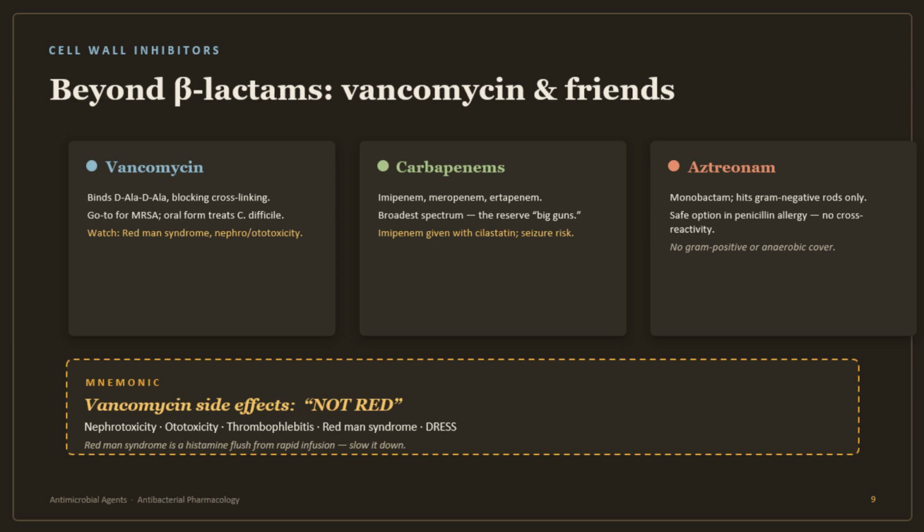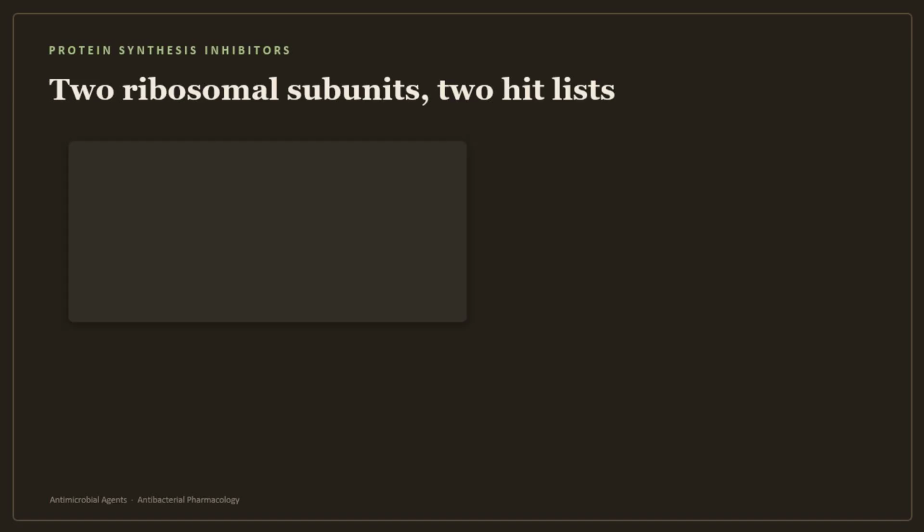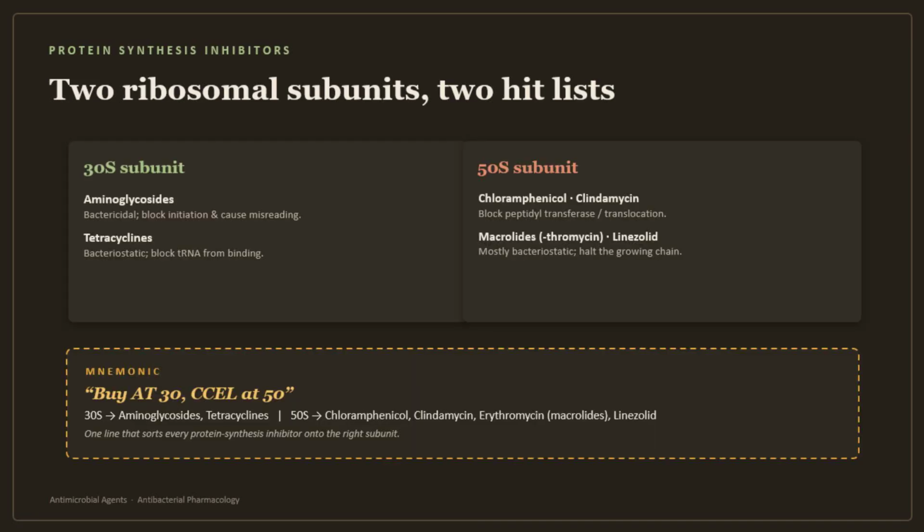Mnemonic for vancomycin side effects: NOT RED: nephrotoxicity, ototoxicity, thrombophlebitis, red man syndrome, and DRESS. And remember, red man syndrome is just a histamine flush from infusing too fast, so slow that drip down and you're good. Family number 2, the protein synthesis inhibitors.